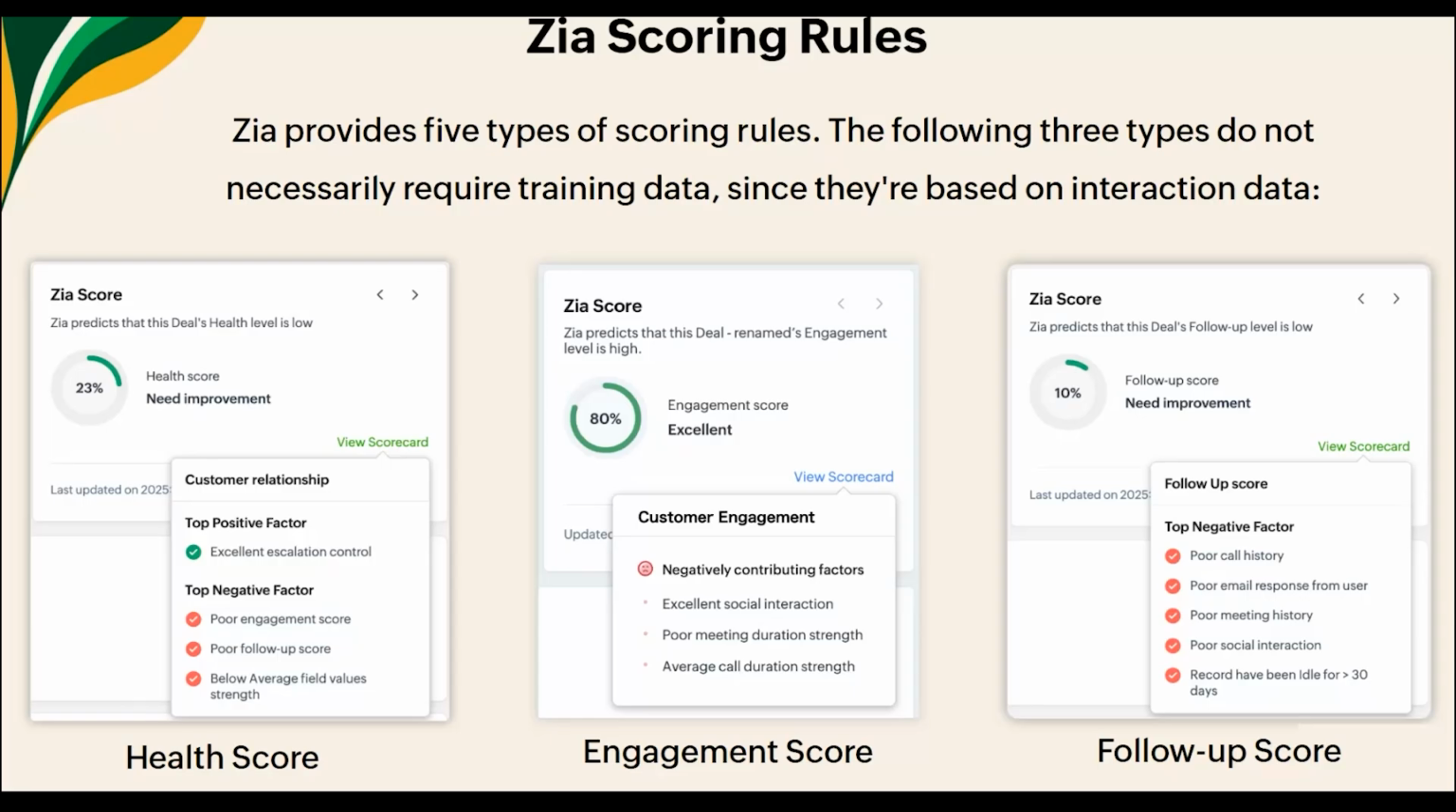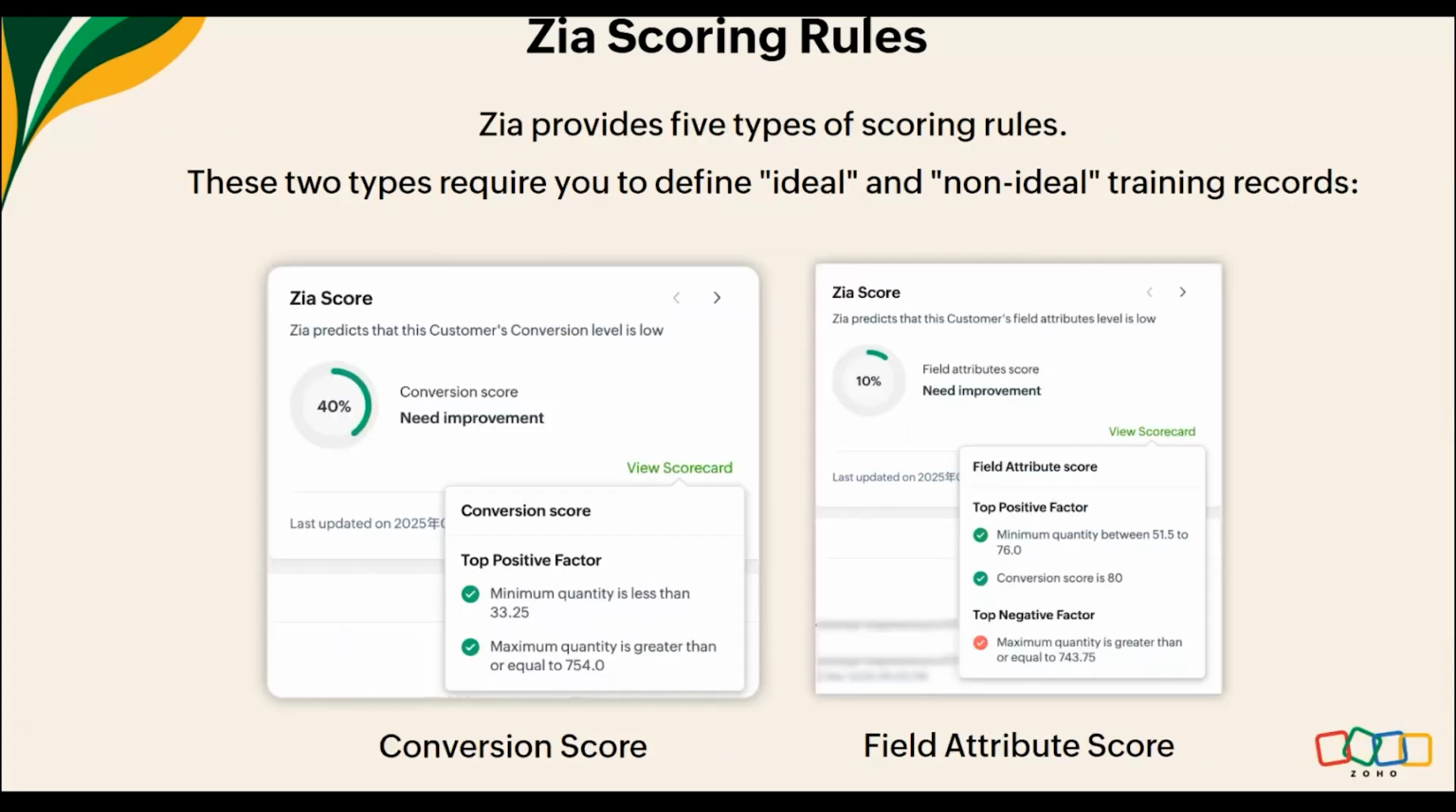So Zia has its own inbuilt algorithm to analyze these kinds of activities. So you don't necessarily need to mention training data in these cases. However, you do need it for these 2 types of records. So I'll again just show you what that looks like in my demo.